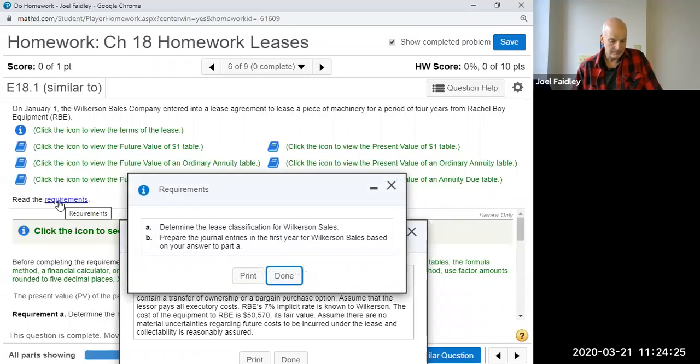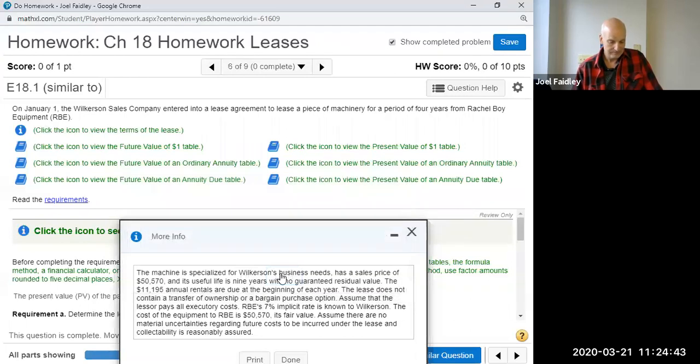So we're doing Wilkerson. They're leasing from, so this is a lessee, right? Always important to find out if you're doing lessee or lessor. Kind of jump through this, but we don't do this as a lessee. So we don't care about the sales price, do we? Because you're the lessee. Useful life is 9 years. No transfer of ownership, no bargain purchase.